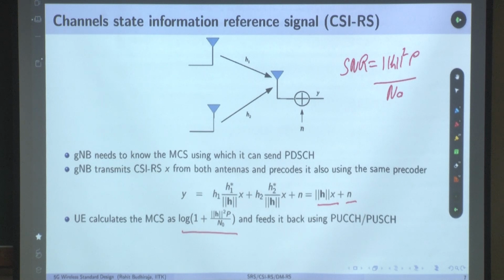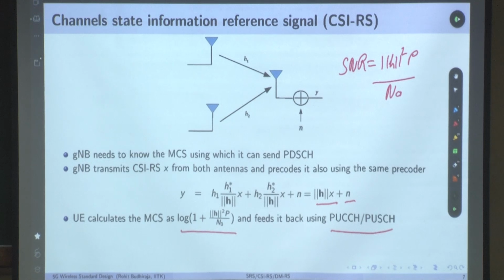Now it will be one of those MCS values which are there in the table. And how will it feed it back to the base station? It will feed it back using either PUCCH or PUSCH. There is control information which needs to be transmitted by the user to the base station. And what are the two different ways of doing it? If PUSCH is not being transmitted, then it will send it using PUCCH. And if PUSCH is being transmitted, it will multiplex this control information on the PUSCH and then send it.